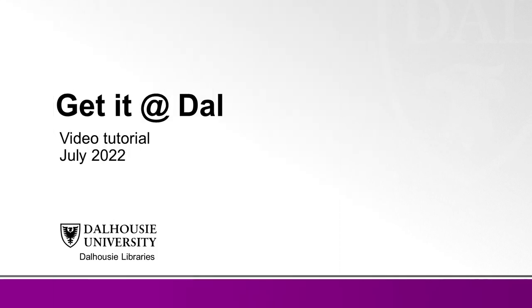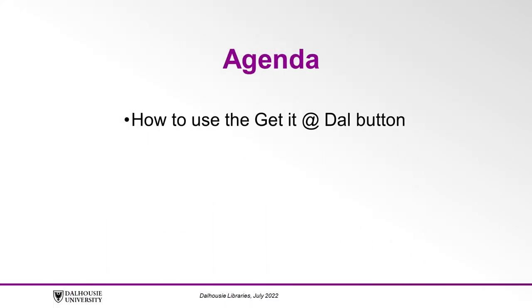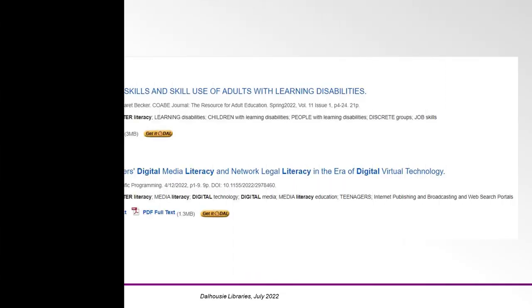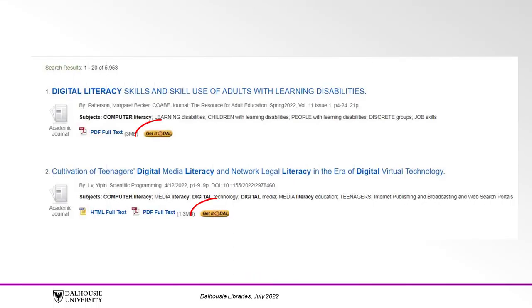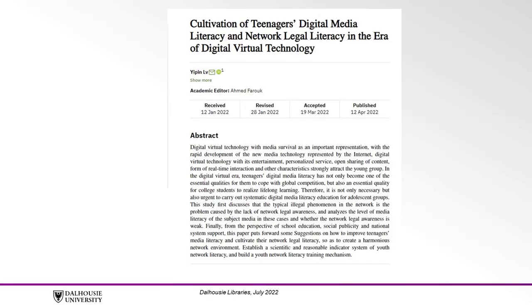In this video, you will learn how to use the Get It at Dal button. The Get It at Dal button appears in most library database search results near the article citation. But what is it doing there? The Get It at Dal button helps you connect to the full text of the articles found in our databases.